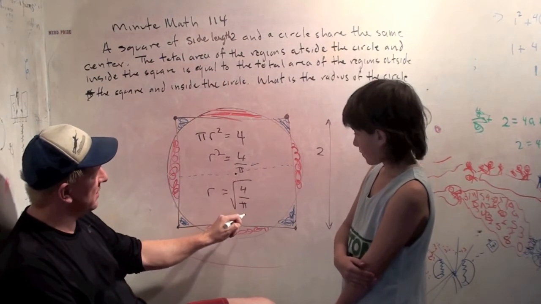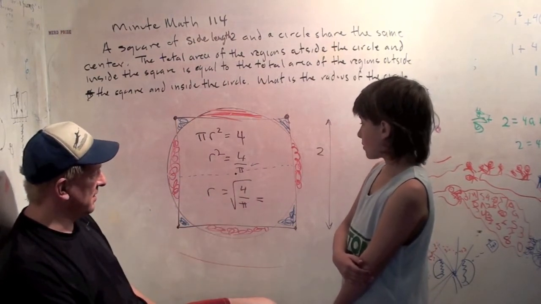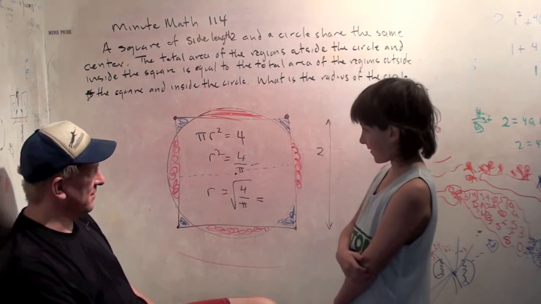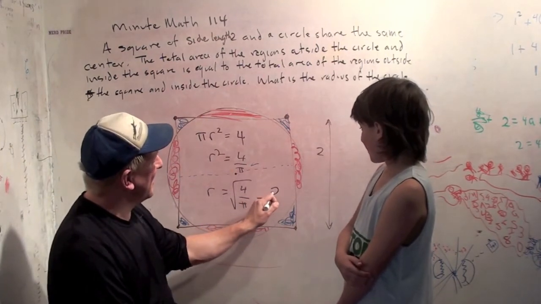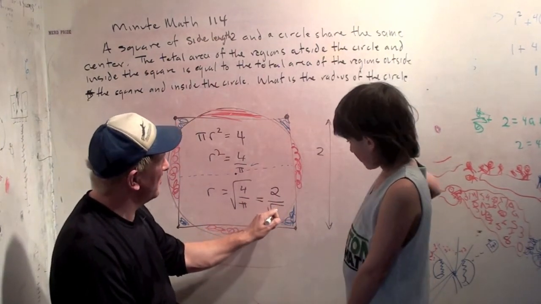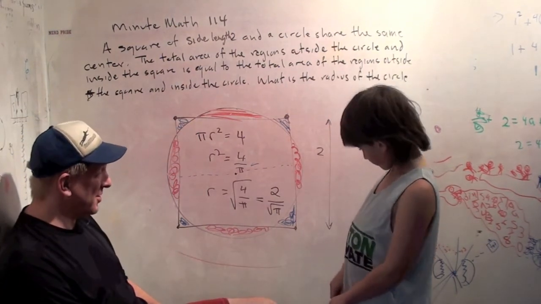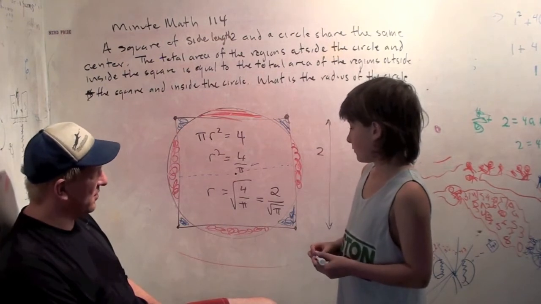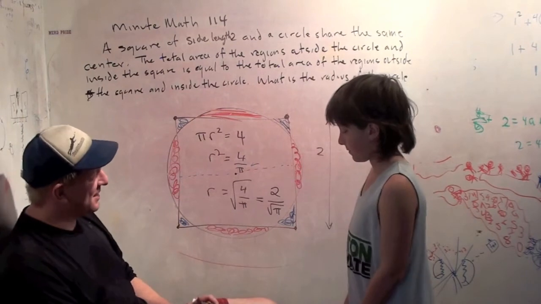Do you know how to simplify that a little bit? This is a kind of a complicated one, but there's one little thing we could do to simplify it. Well, it's 2 times the square root of 1 over pi. That's exactly right. I'll write it as 2 over the square root of pi. That's pretty cool. So the radius of the circle is 2 over the square root of pi. That is an unusual radius.